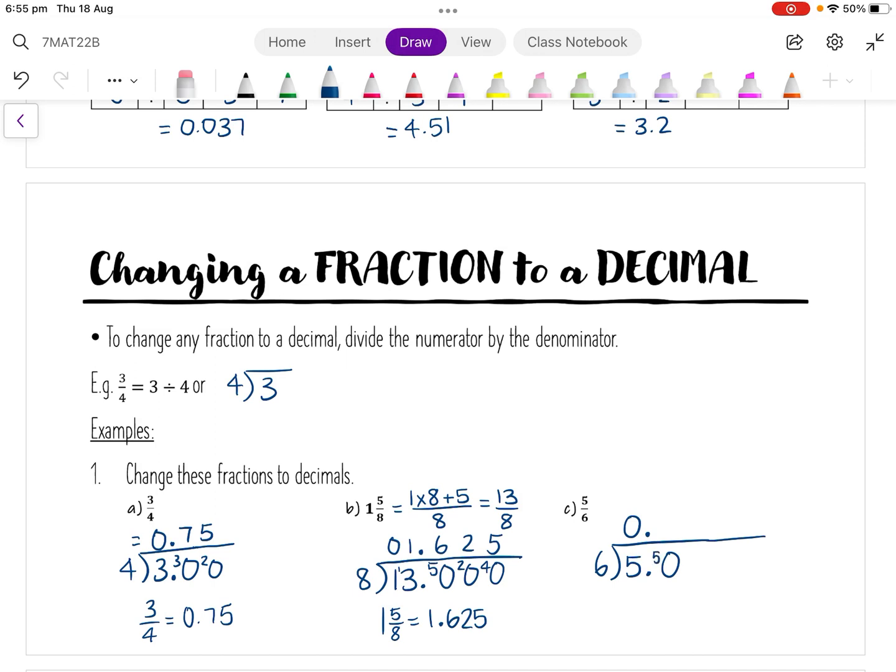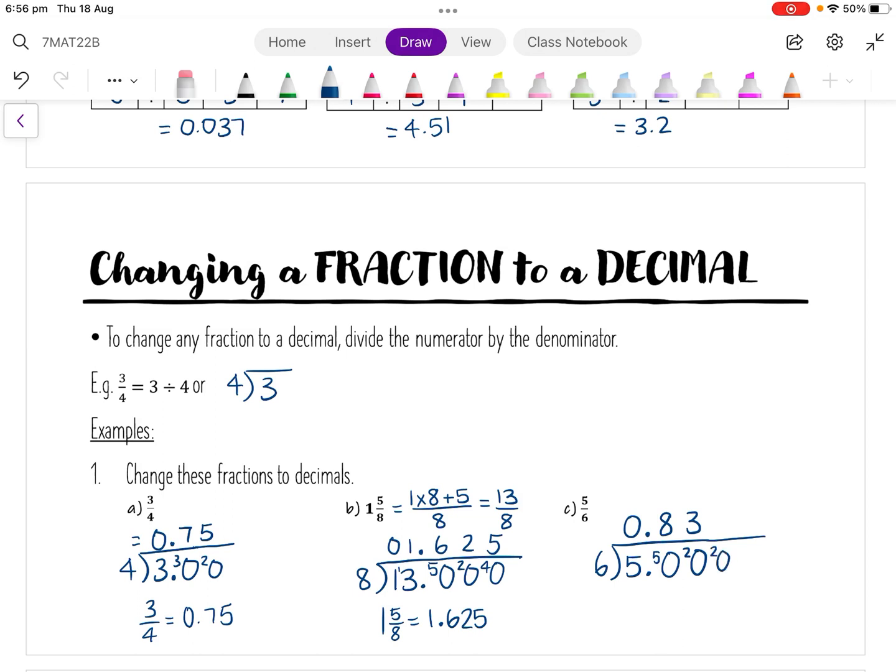So then we need to put our remainder of 5 above 0, which says, how many times does 6 go into 50? Now 6 times 8 is 48. So 6 goes into 50 8 times with a remainder of 2. Now how many times does 6 go into 20? 6 goes into 20 3 times, as 6 times 3 is 18, so we have a remainder of 2.